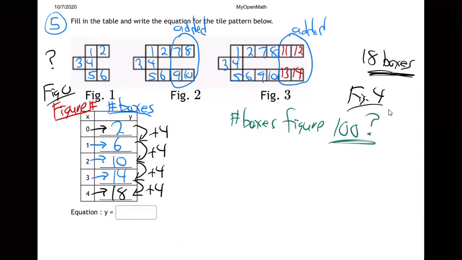We know how to go one step at a time right now, don't we? We can think, well, just add 4. Yeah, but I don't want to do that all the way out to the 100th figure. Or what if they ask me for the 1,000th figure or the 100,000th? I don't want to just go one step at a time. I want a formula that'll allow me to jump right to the 100th figure.